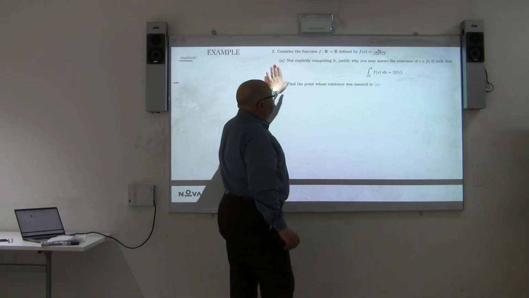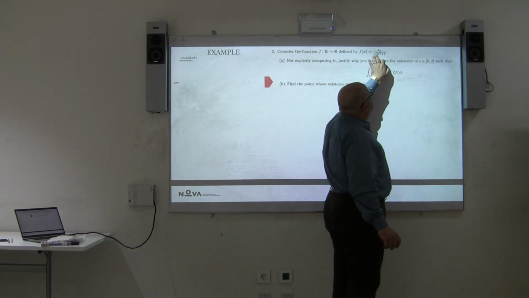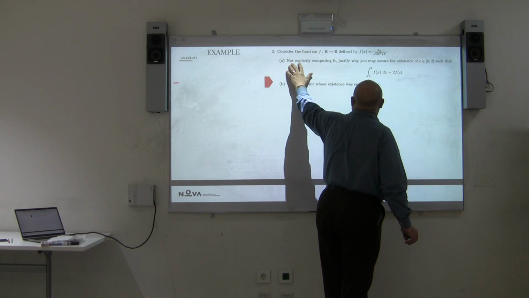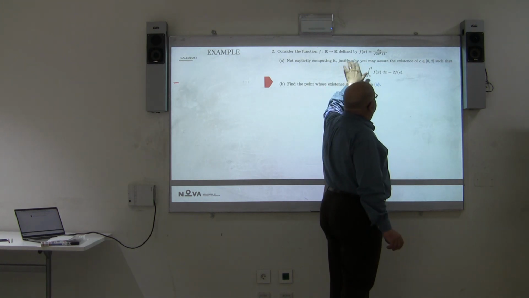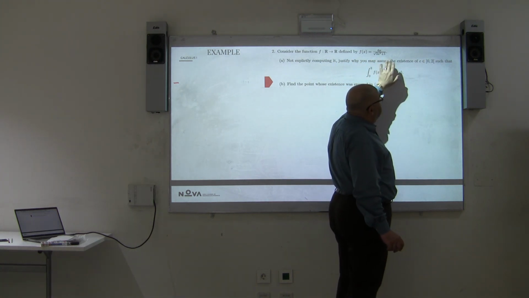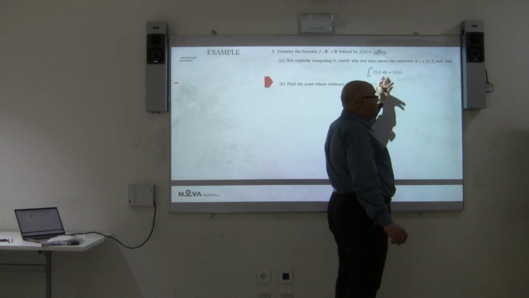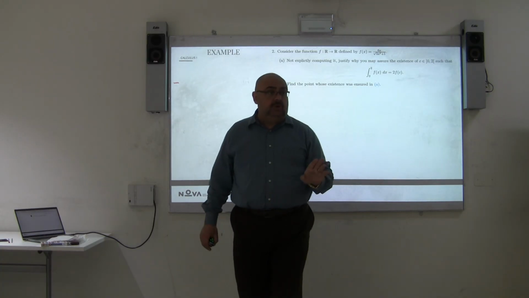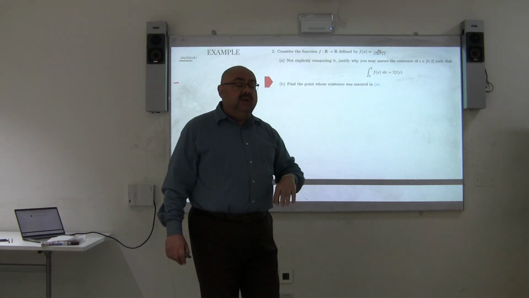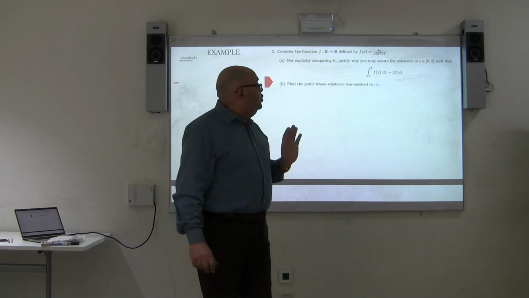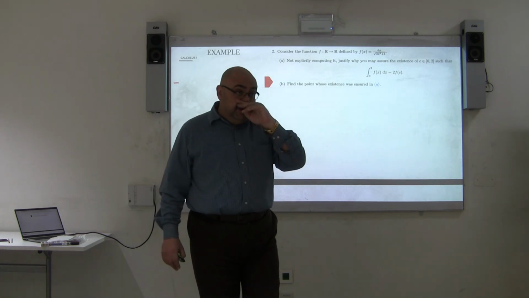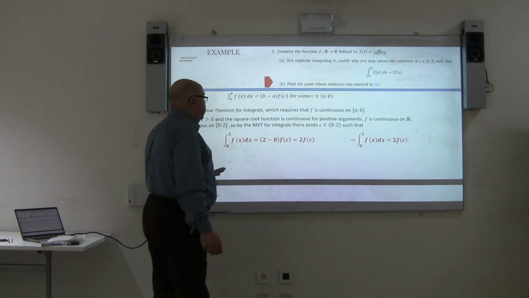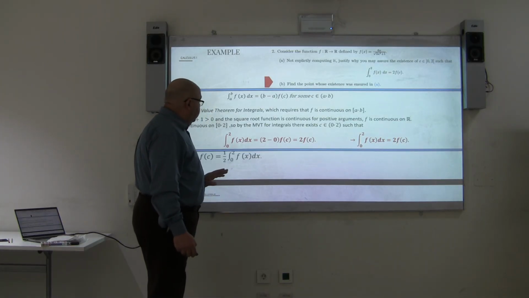He wants you to consider the function f of x, 6x over the root of 2x squared plus 1, from the previous example, and without explicitly computing it, justify why you may assure the existence of c belonging to (0, 2). We already did that previously. The function is continuous, as I told you. So for sure, I will find a certain value c belonging to the interval. So the first part is already there. The second part is really very simple, so I'm going to the second part directly.